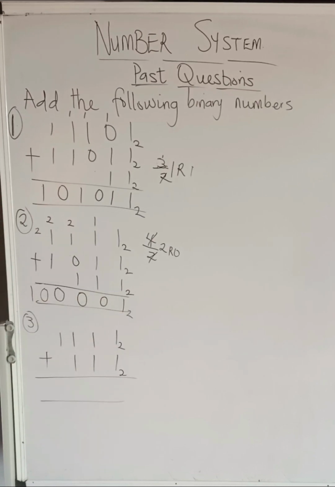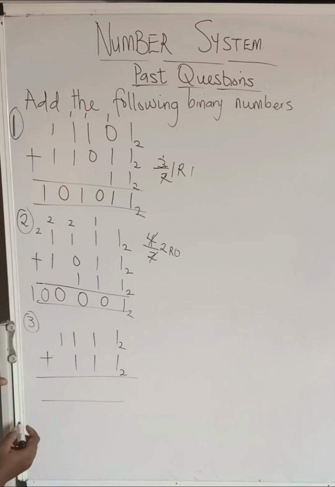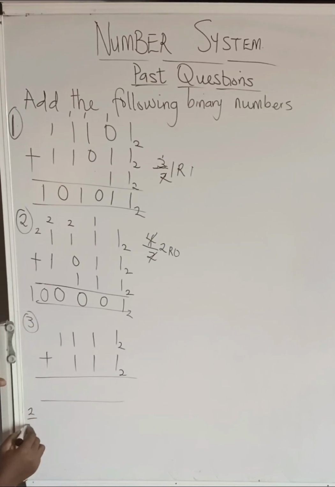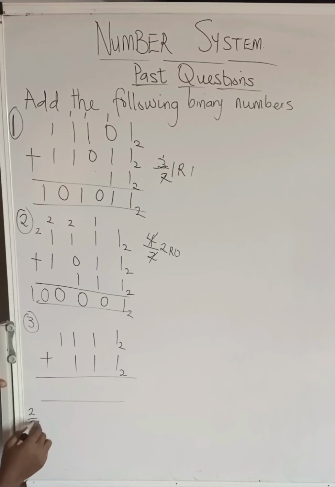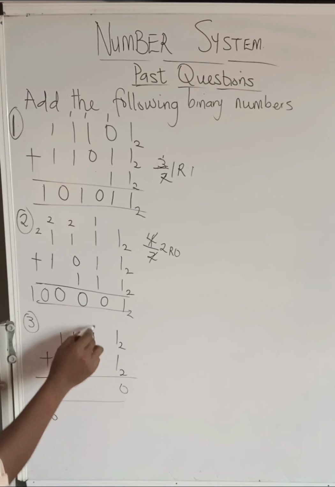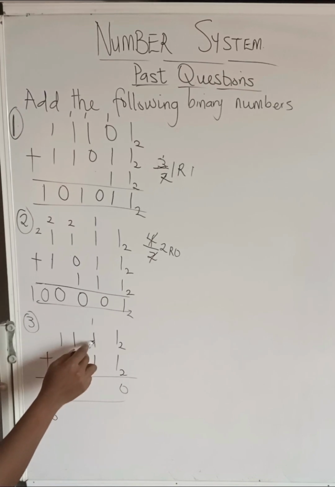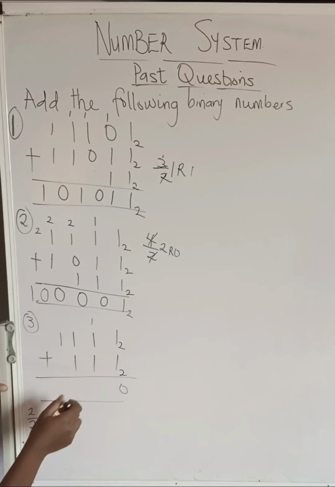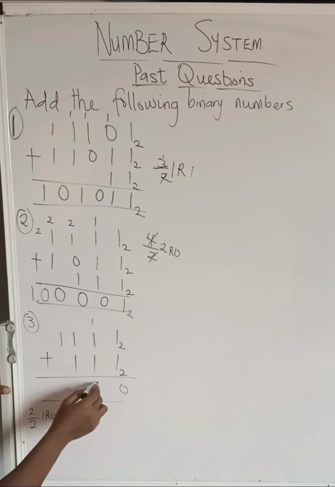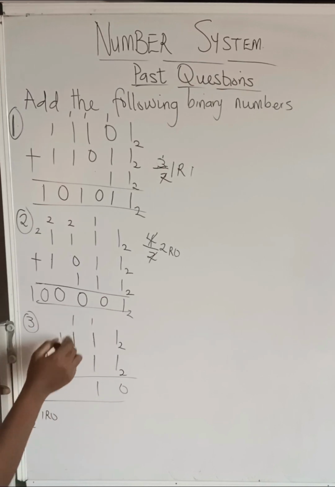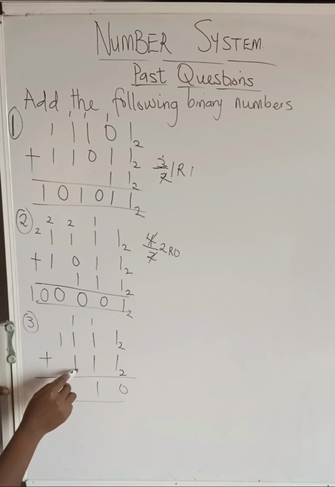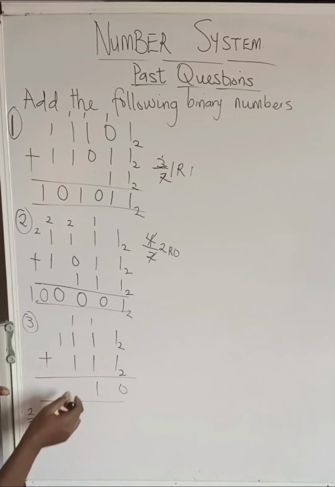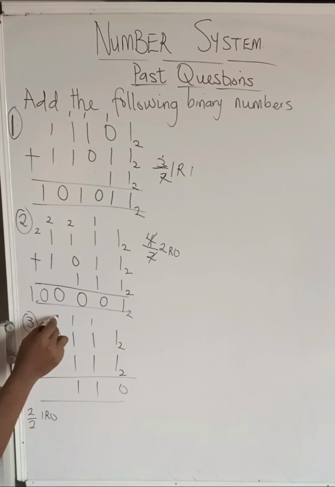And then the third question, it says 1 plus 1, which is 2. 2 in base 2 is what? 10. 1 remainder 0. We write our 0, we carry 1 here. 1 plus 1, 2. 2 plus 1, 3. 3 in base 2 is 11. So we write our 1. So 1 plus 1 is 2. 2 plus 1 is 3. We write remainder 1 and we carry our 1.